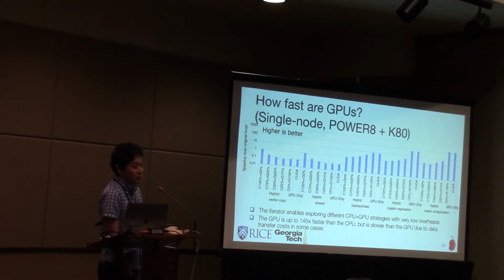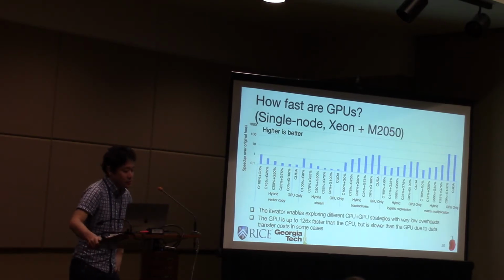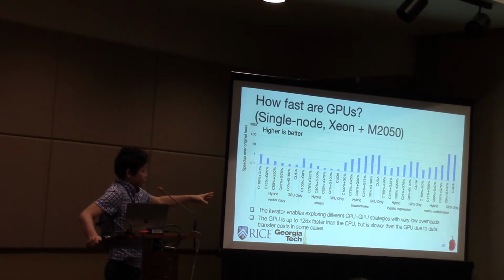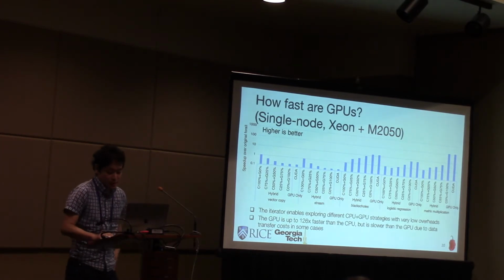But our point is that we have a really nice interface so that we can explore different configurations. If you really don't like the GPU performance, you can easily switch back to the CPU version to get good performance. This is also the performance on another platform, which is a Xeon plus an NVIDIA GPU, and we see a similar trend, where vector copy and stream don't give good performance on the GPU, and the other three perform well.